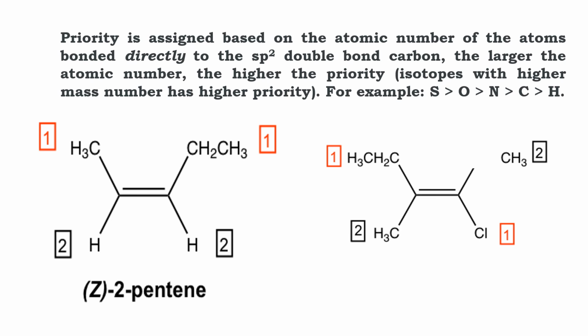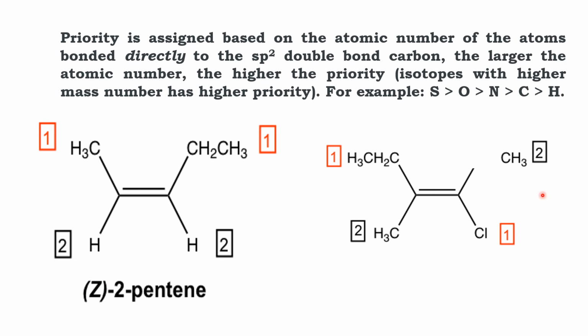Now see this molecule. We have two molecules here. In the first molecule, we have the highest priority on the same side because the atomic number of carbon is greater than the atomic number of hydrogen. So they are on the same side. Hence it is zusammen, Z.